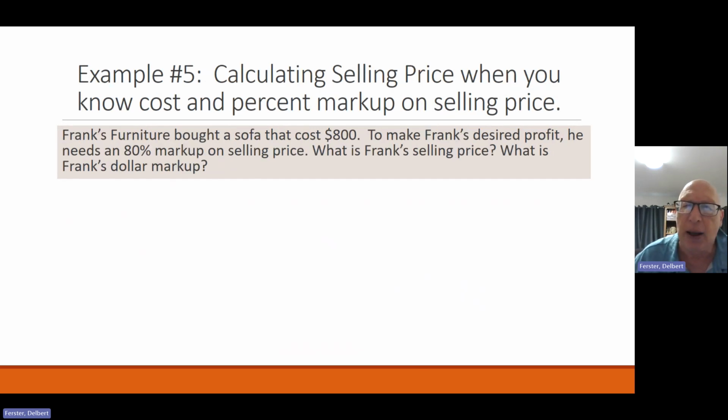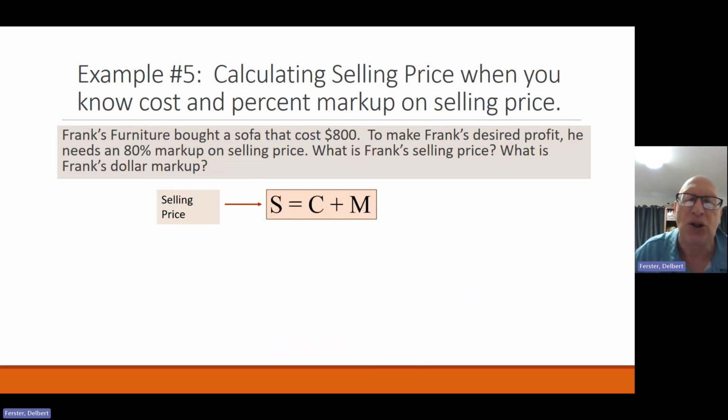Another example for us to take a look at, Frank's is going to buy a sofa. It's going to cost him $800. He wants to make a profit of 80% based on selling price. And at this point in time, we don't really know his selling price. So if we fire that formula that we've been looking at as this unit progresses, where we determine selling price by taking cost and adding markup, all right, we do have information about his cost. It's $800. But what we don't know is what his selling price is.